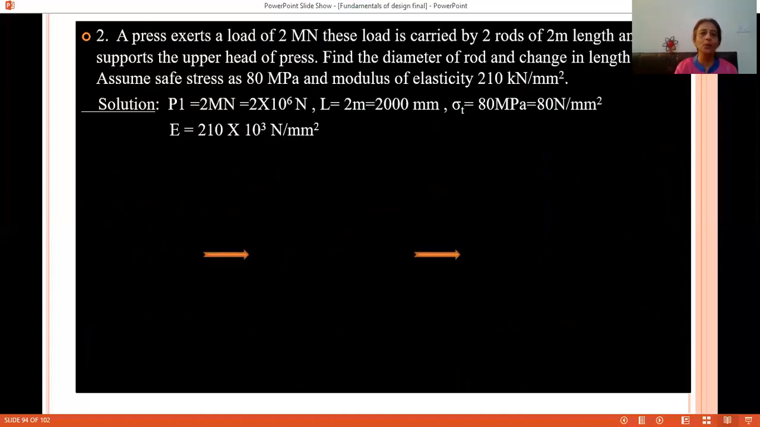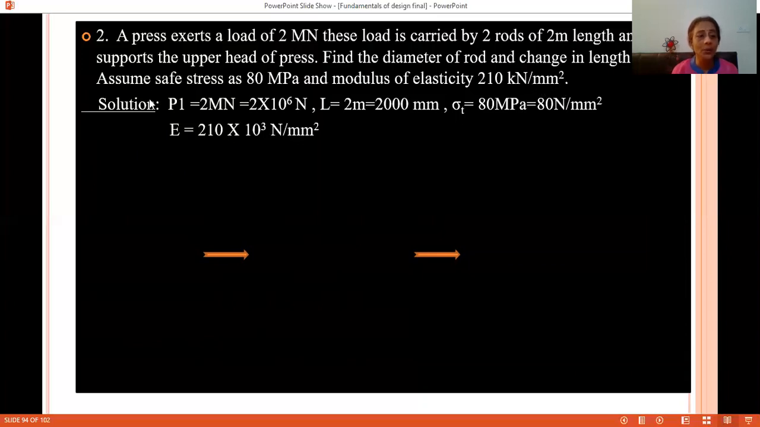Now we will see next question. In this question, we are given a press which exerts a load of 2 meganewton. This load is carried by two rods. Length of the rod is 2 meters and that supports the upper head of press. We have to find diameter of rod and change in the length of the rod. Assume safe stress as 80 megapascal and modulus of elasticity is 210 kilonewton per mm square.